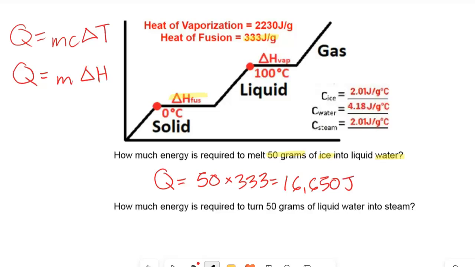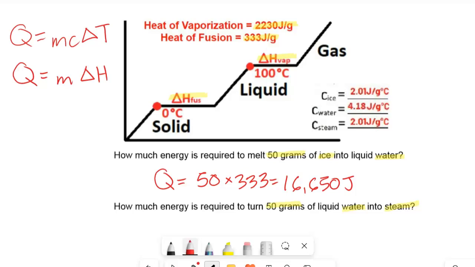For our second example, which is very similar, how much energy is required to turn 50 grams of liquid water into steam? So again, we get a mass but no temperatures, so we know that it has to either be heat of fusion or heat of vaporization. In this case, we're going from water to steam, so liquid to gas. So that is heat of vaporization, which is equal to 2,230 joules per gram. We're using the same formula, so Q equals M times delta H, but now we're using vaporization instead of fusion.